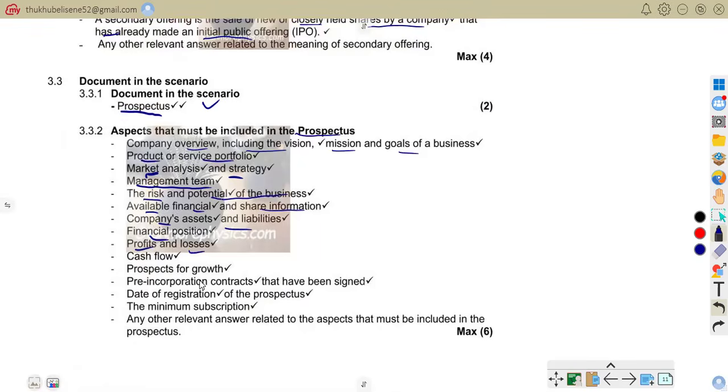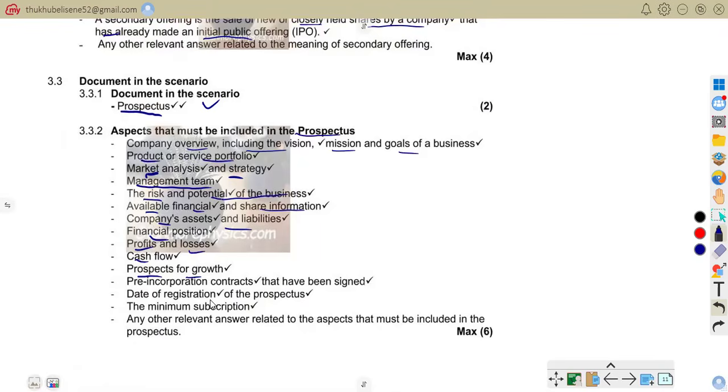Profits and losses. Profits and losses show whether the company makes profit or loss. So that is that. Cash flow of the business shows the money flowing in and out of the business. That's when we talk about cash received from sales and cash paid for expenses.